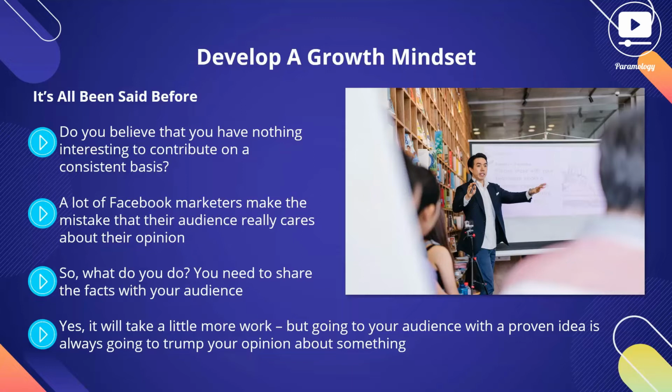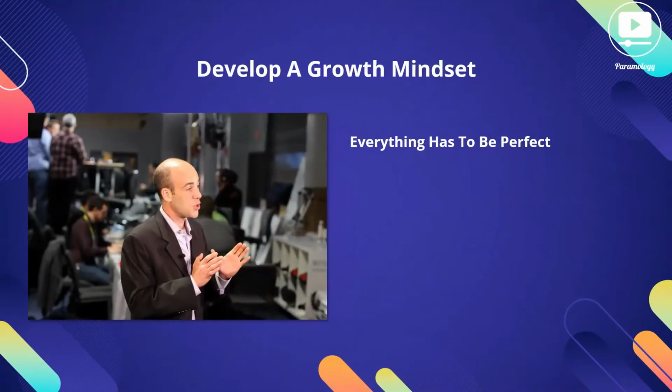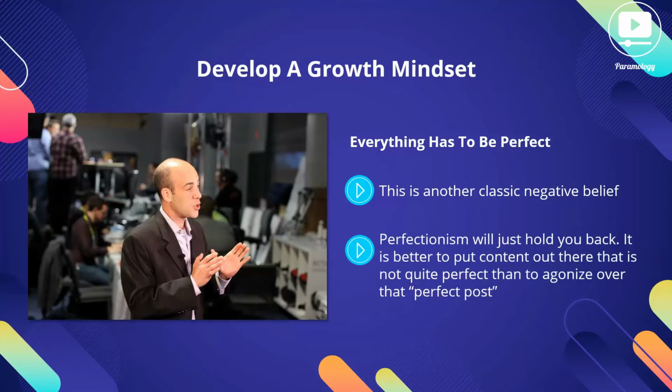Your audience wants to achieve a specific result, so show them that you are the person to help them do this. Everything has to be perfect. This is another classic negative belief. Facebook marketers think that they have to create perfect content every time. Perfectionism is a real success killer. There is no such thing as perfect Facebook content. Perfectionism will just hold you back.